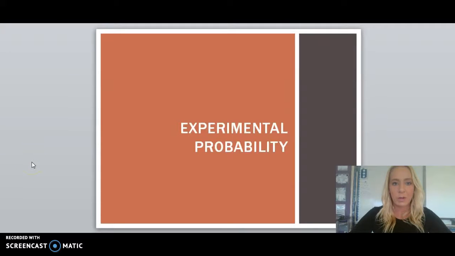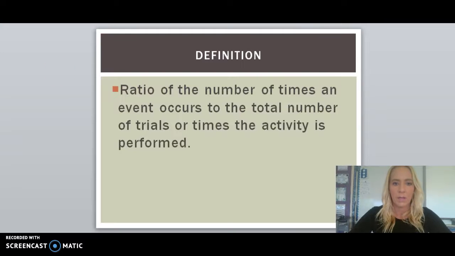Hi boys and girls, welcome to your flipped classroom video on experimental probability. As I go through the video, please make sure you complete your guided notes. If you need to pause or rewind the video at any time to complete those notes, please do so. So let's first talk about the definition of experimental probability.